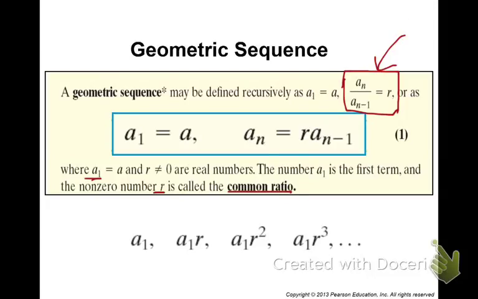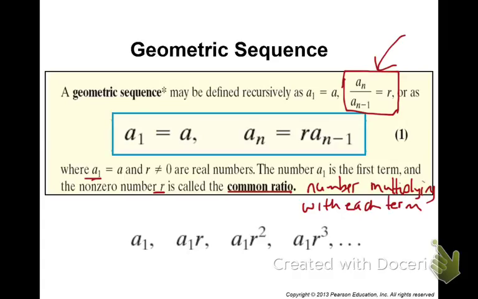Your common ratio is actually a number you're multiplying. Your common ratio is actually the number that you're multiplying with the terms. And you can kind of see that happening. So right here, if I have a sub 1, I multiplied that with r. There's the common ratio, the r.